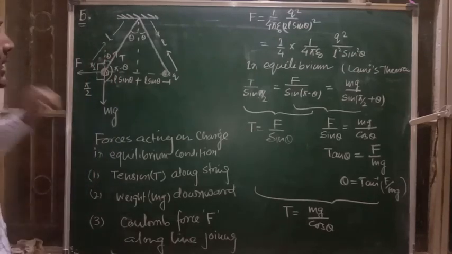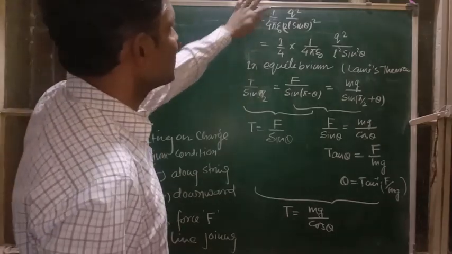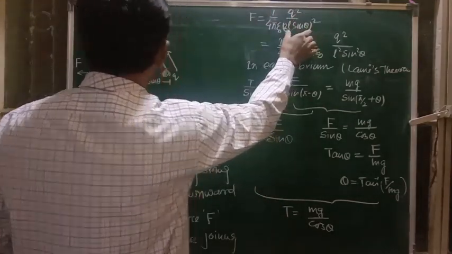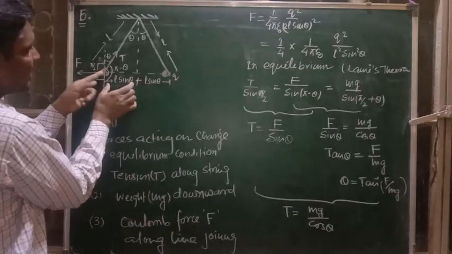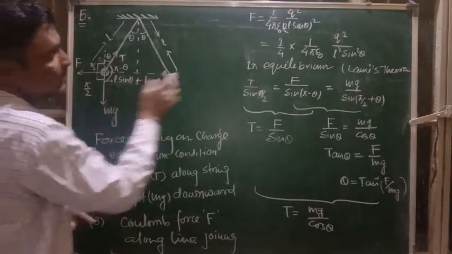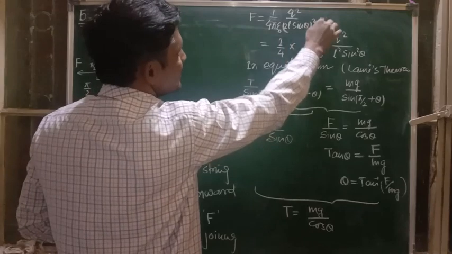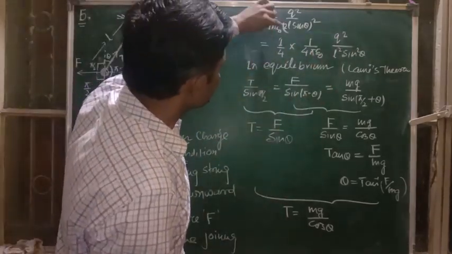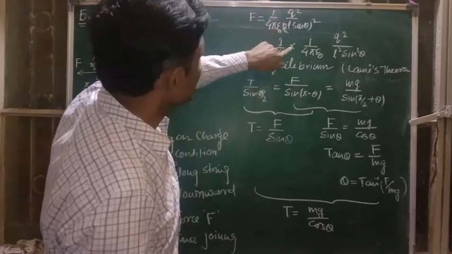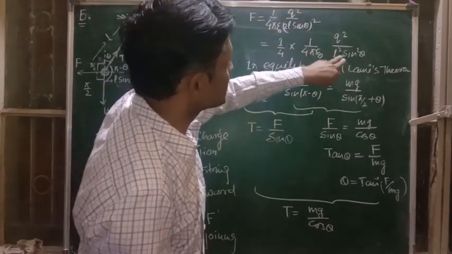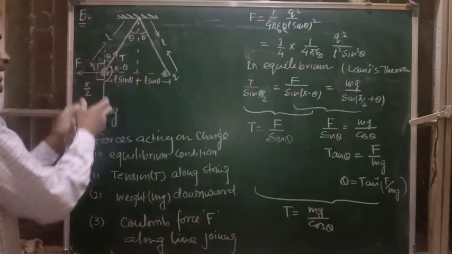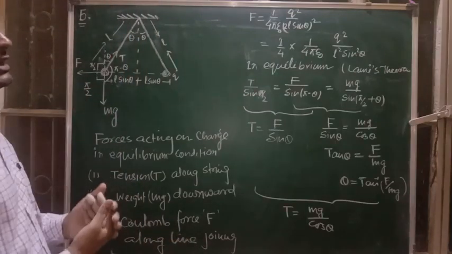So first let us calculate the force. F equal to 1 by 4 pi epsilon naught Q square and distance square. So what is the distance between them? That is L sine theta, 2L sine theta. So I have taken 2L sine theta square. So F equal to 1 by 4 into 1 by 4 pi epsilon naught Q square by L square sine square theta. Since this object or this charge is in equilibrium, so we can use Lami's theorem.